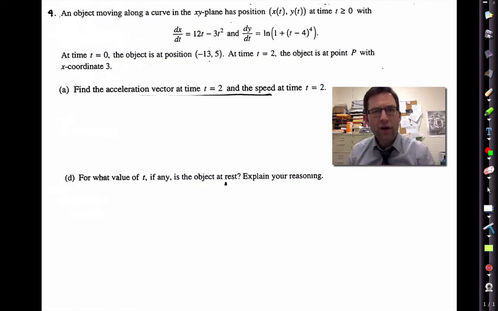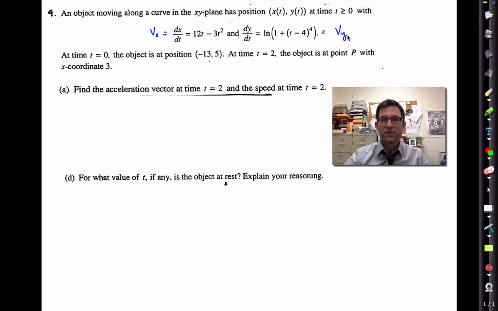An object moving along a curve in the xy plane has a position, x of t, y of t, at time t greater than or equal to 0, with those two velocity components given. So they gave us the velocity in the x direction, that's this beast. And they gave us the velocity in the y direction, this beast. They also told us our initial position, so where we are when t is 0. Maybe that's important, maybe it's not.